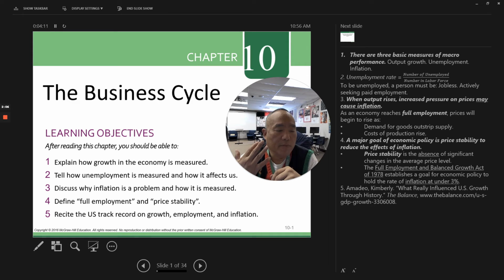Learning objective number 5 is recite the U.S. track record on growth, employment, and inflation. So overall, the U.S. has done well as far as economic growth. You have seen in the United States economy the number one global economy. The only times that we've suffered in a major way is during the Great Depression.